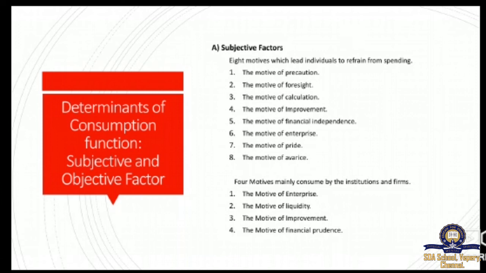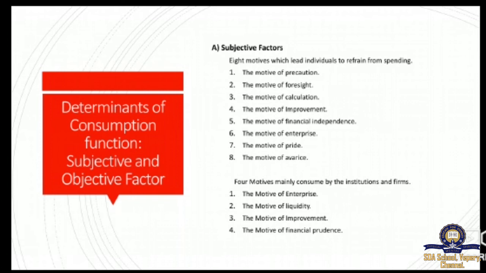And the motive of improvement. Improvement means to increase your standard of living. Say a person's income increases from 10,000 to 1 lakh. Definitely he will go for branded products, high-quality goods, big malls, and very good entertainment. Everything he is ready to spend on. So to show off his standard of living, he'll spend more and more.